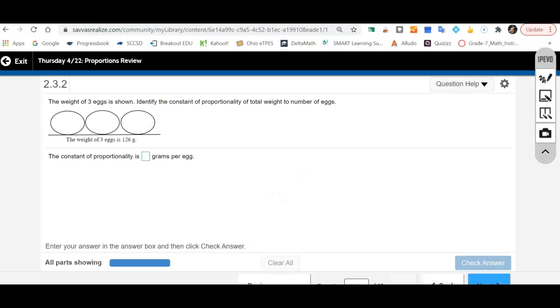So that's it. Unit rates. Constant of proportionality is a unit rate. And you set those up as y over x. Don't forget.